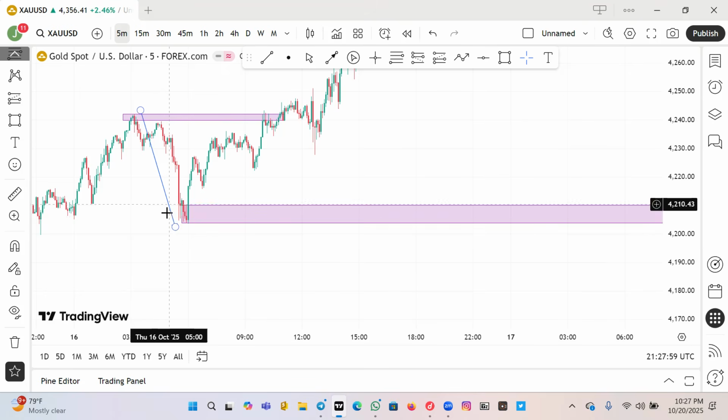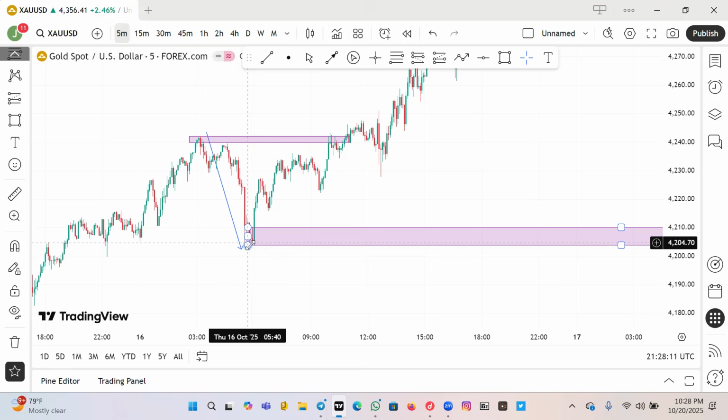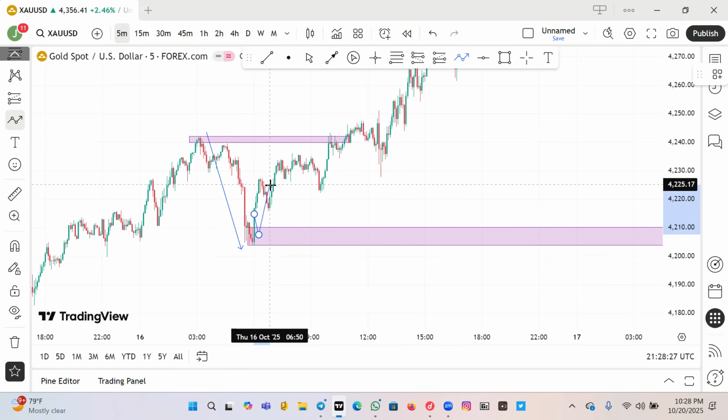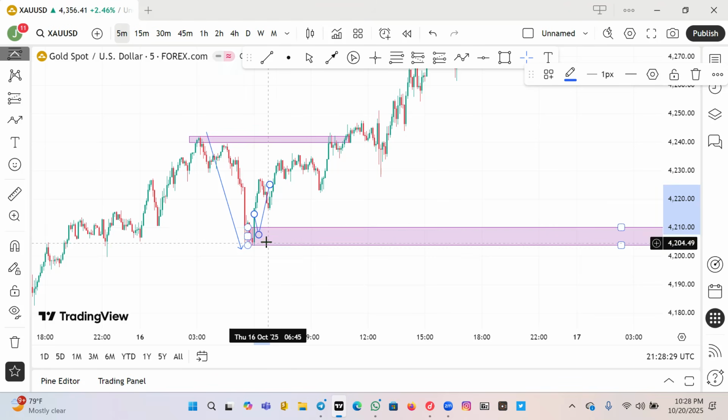So you look for the unmitigated order block. That is what you are taking as your point of interest. Now look at this particular point of interest, it is unmitigated. What do I mean by mitigation? After this order block is formed, after forming this green candle, the market did not come back into the order block, into the POI, before pushing to the upside. That means this one is unmitigated.